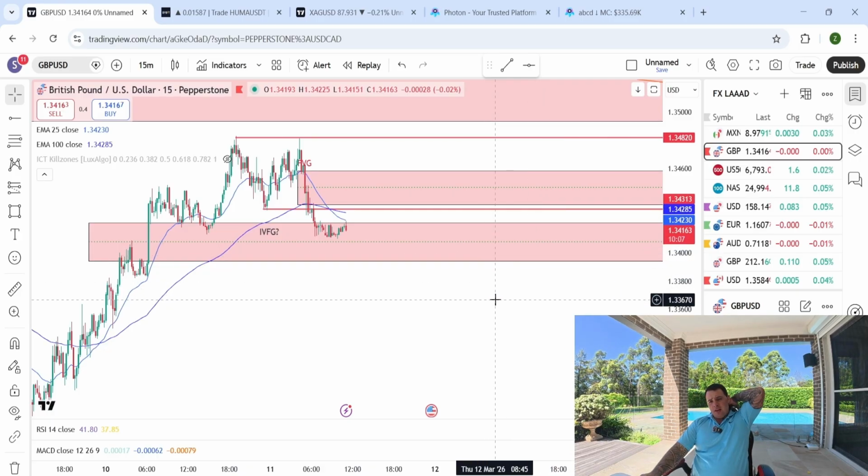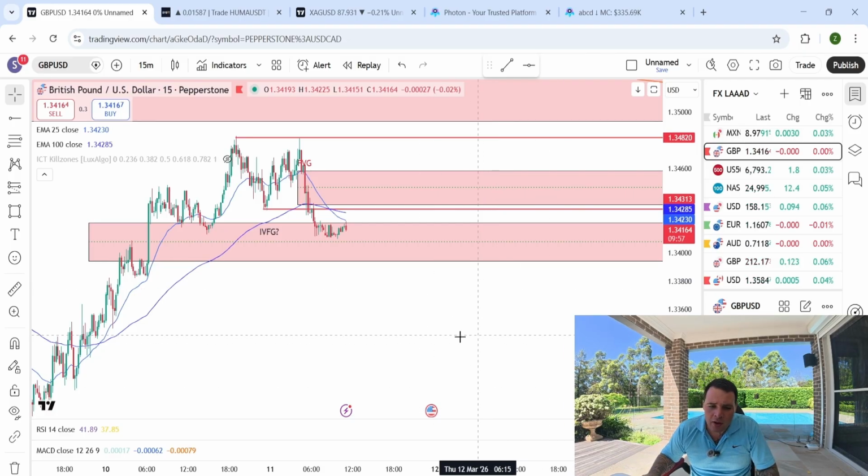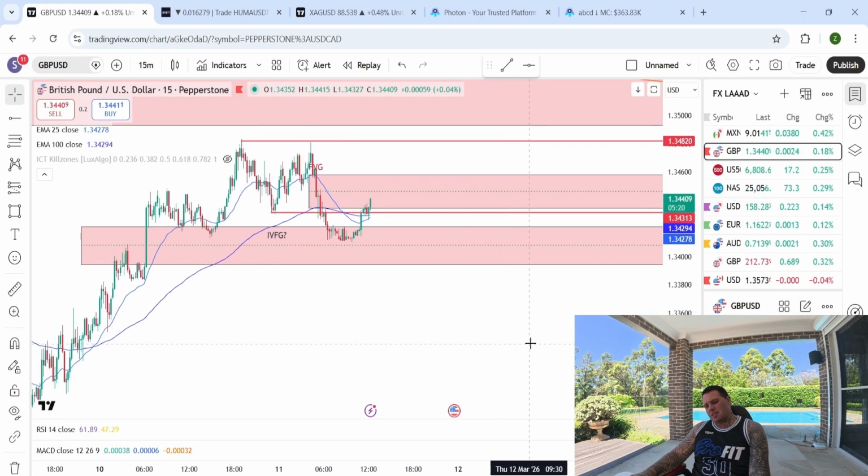So 15 minute. When we get a couple confirmations here in the 15 minute chart, then we can start doing some analysis on the 5 and 1 to look for our entries. So we'll revisit the chart then. Okay, back to the charts. GBPUSD.